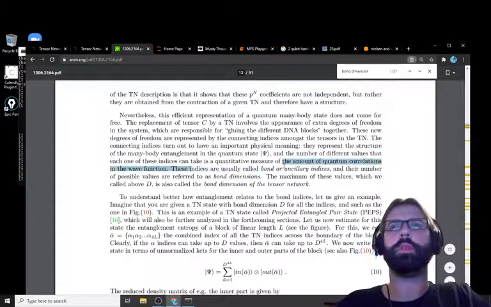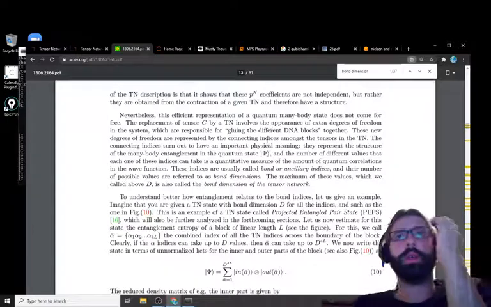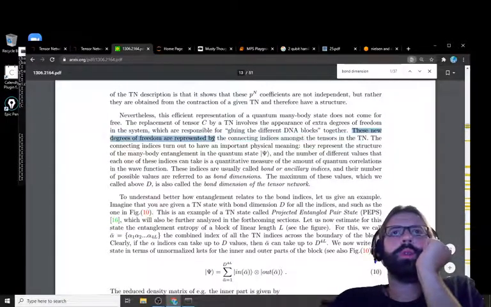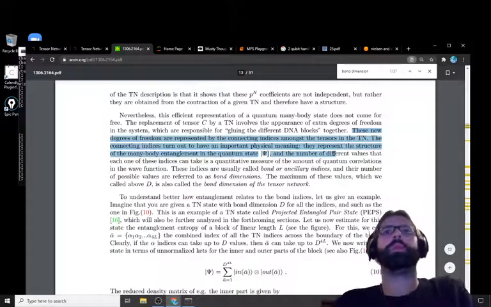It's called bond. Okay, so there are different values, each one a quantitative measure of the amount of quantum correlations in the wave function. These new degrees of freedom, like I said, you're creating the tensor network. As well, gluing the different blocks, these new degrees of freedom are represented by the connecting indices amongst the tensors in the tensor network. The connecting indices turn out to have an important physical meaning: they represent the structure of the many-body entanglement in the quantum state.